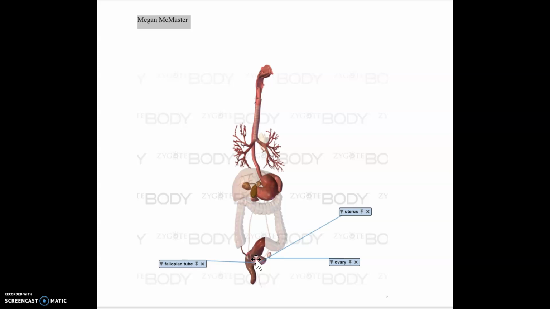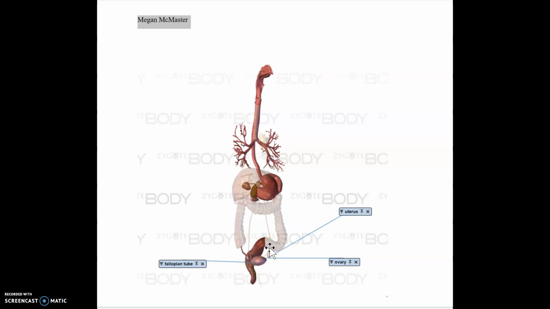There are sheets of smooth muscle and folded mucosa, and with peristalsis and the beating of cilia, the oocyte moves towards the uterus. Fertilization occurs in the fallopian tubes as well. Lastly, I will explain the ovaries.